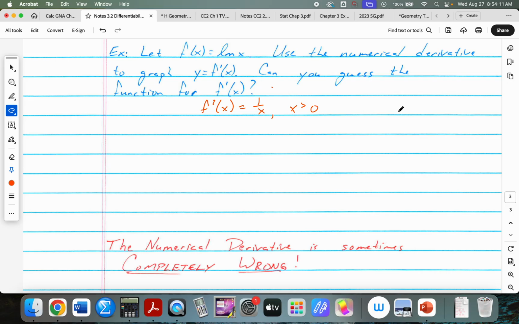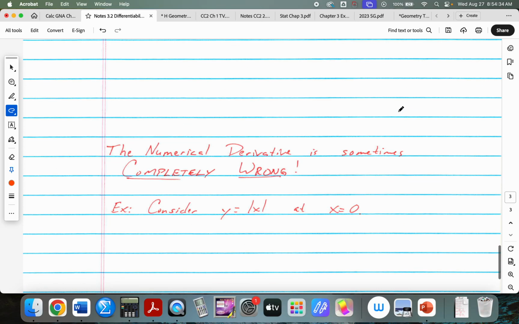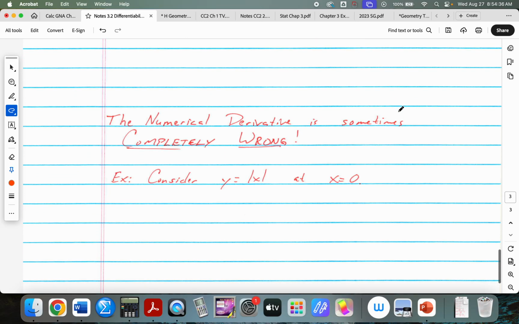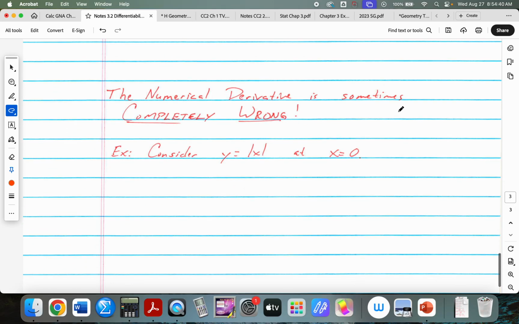So now the cautionary note. Sometimes the numerical derivative is completely and totally wrong. There was a great seminar that used to be done that was called Lies My Calculator Told Me. Your calculator has limitations. So consider, for example, y is the absolute value of x at x equals 0.